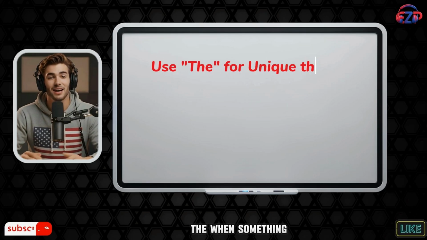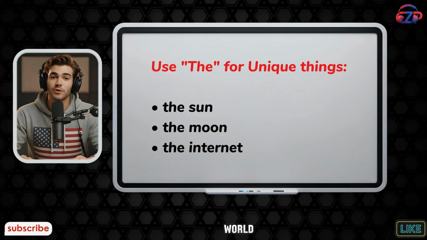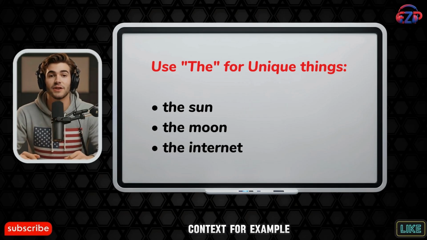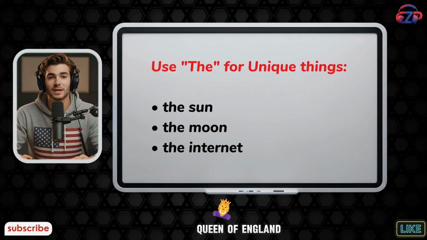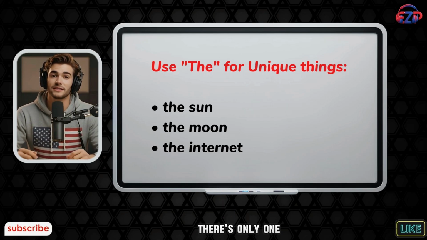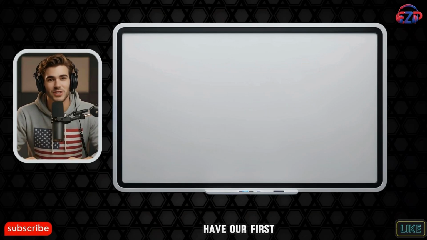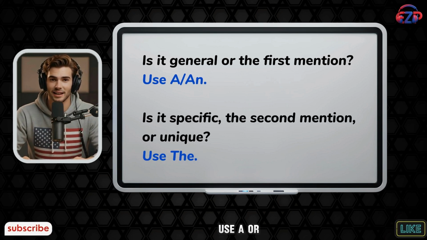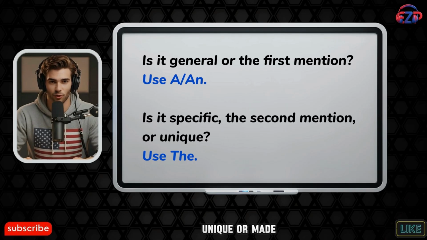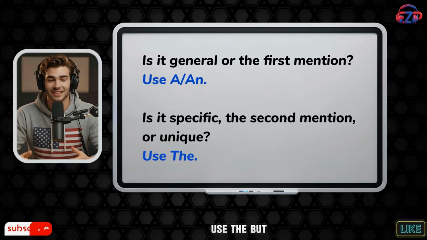We also use the when something is unique, meaning there is only one of them in the world or in that context. For example, the sun, the moon, the internet, the Queen of England. There's only one, so it's automatically specific. So now we have our first big decision. Is it general or the first mention? Use a or an. If it's specific, the second mention, unique, or made specific by context or extra information, use the.